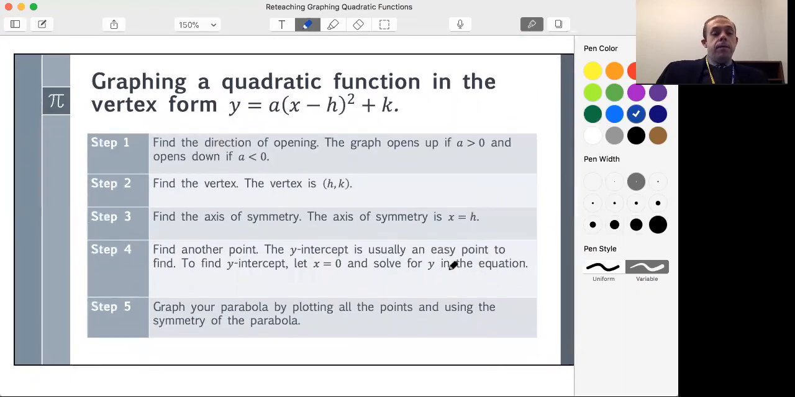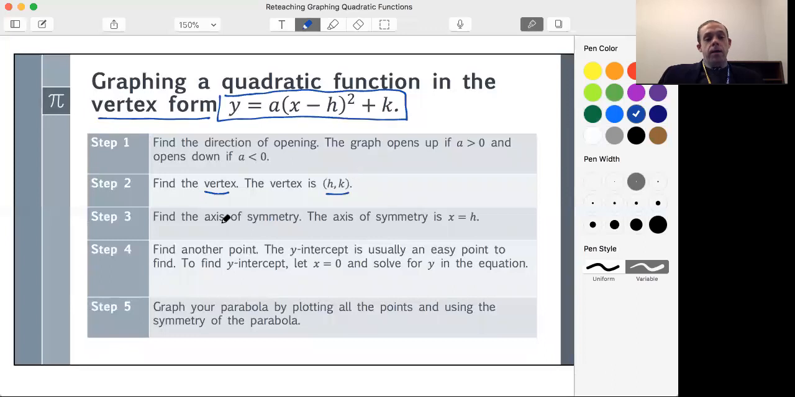So if your quadratic function is written in the form y equals a times x minus h quantity squared plus k, this is called vertex form. And you're going to have these 5 steps. So step 1, you're still going to find the direction of opening. And step 2, you're now going to find the vertex. And the vertex is written in the formula. Then you find the axis of symmetry. And then you find any other point you want. The y-intercept is usually an easy point to find. And then we're going to graph.